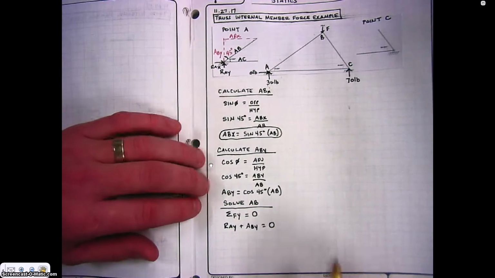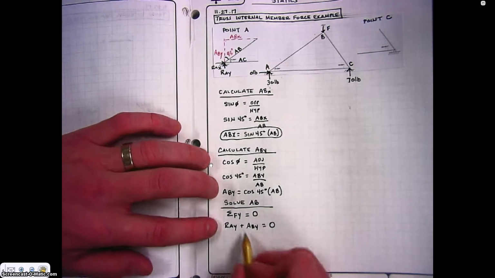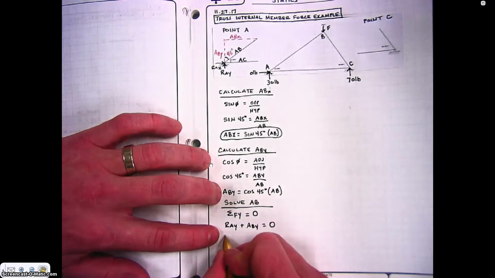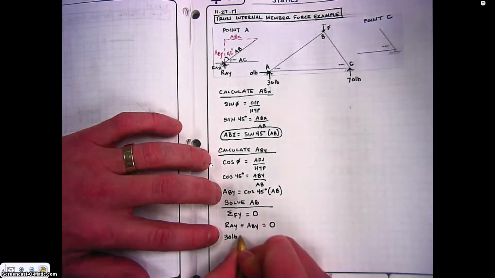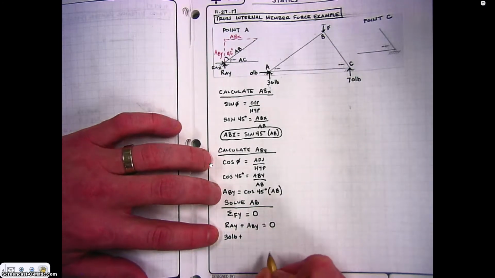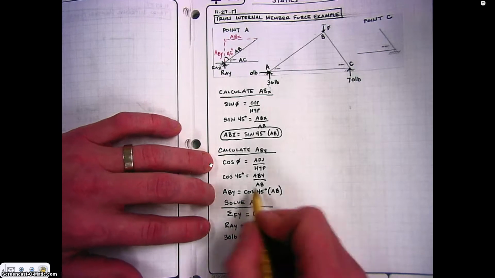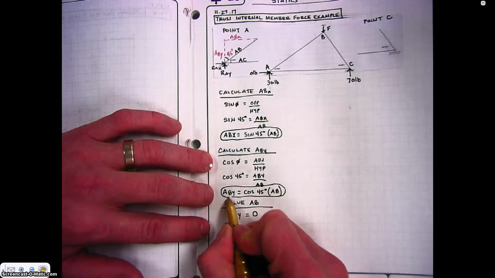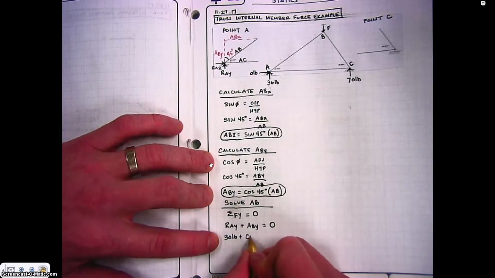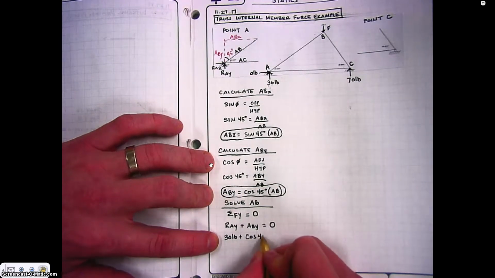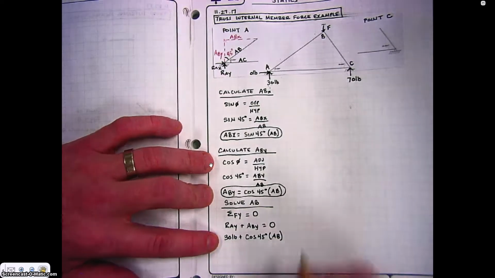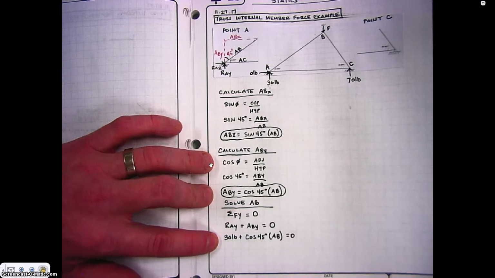All right. So now I can plug in my numbers. I know RAY. We've already solved for it. It's 30 pounds. Plus ABY, which we solved for right here. I'll go ahead and circle that. So we remember this is the answer. Plus the cosine of 45 degrees times AB. Okay. All of that has to equal 0.